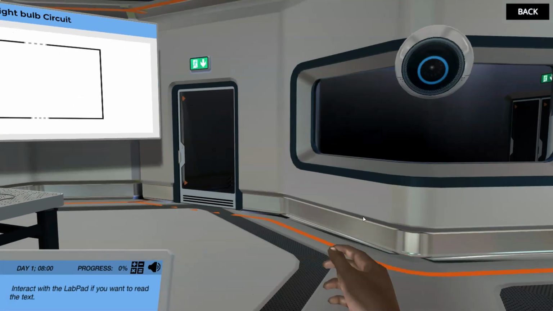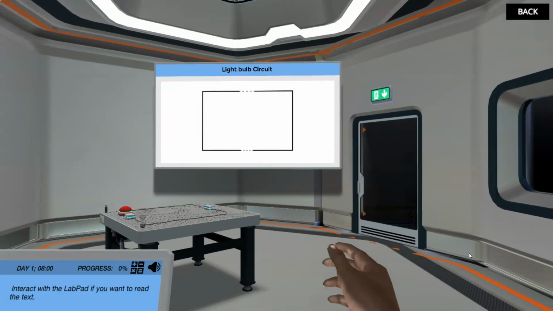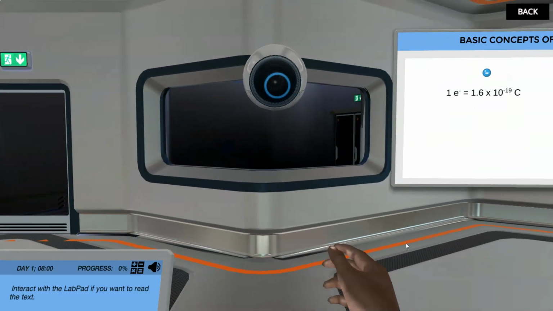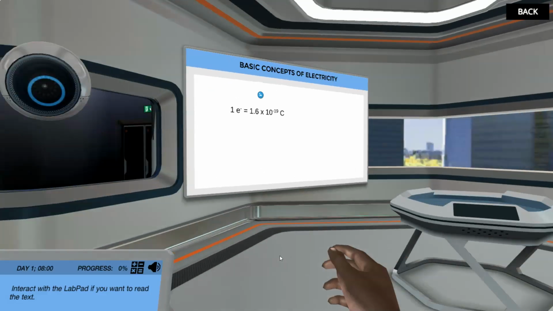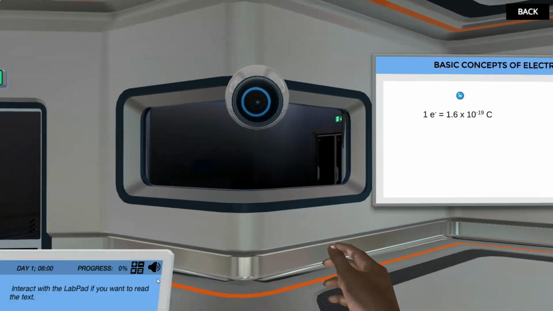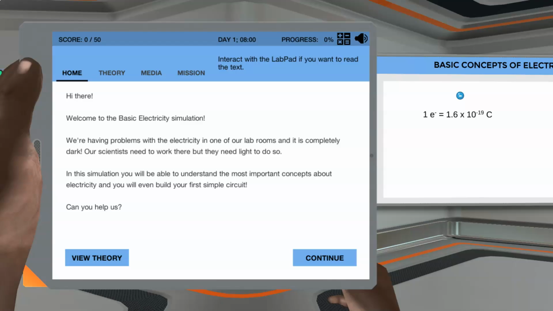We're having problems with the electricity in one of our lab rooms and it is completely dark. Our scientists need to work there, but they need light to do so. In this simulation you will be able to understand the most important concepts about electricity and you will even build your first simple circuit. Can you help us?